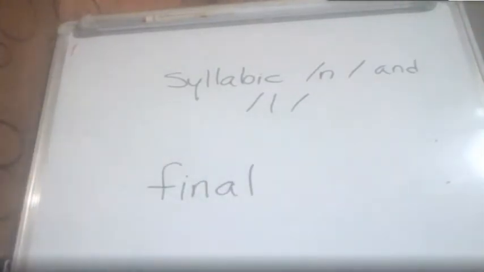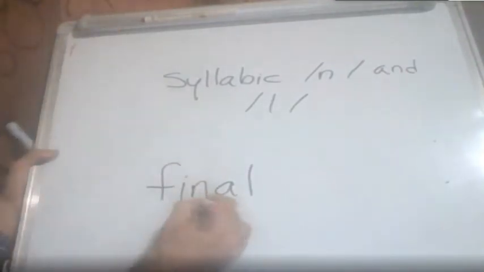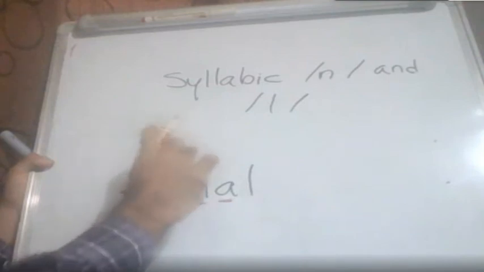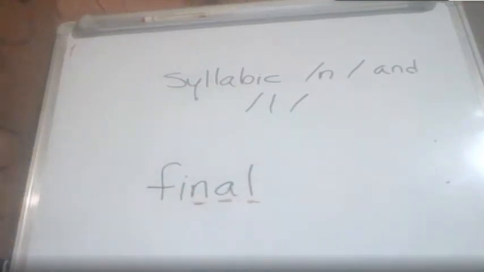Okay, final, right? Here we have an N plus an unstressed vowel, because fine is the stressed syllable, and then the L.